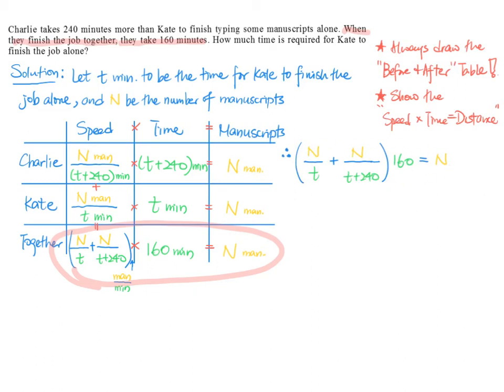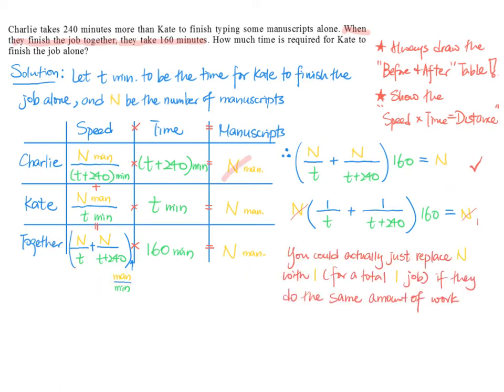Now wait a minute, we have one equation, two unknowns. What do we do? Well, you can factorize out the n here, which eventually cancels out the n. So you're left with only one equation with one unknown. Then you could continue. So this equation is a good one. In fact, you could actually just put all ones in here, and you don't even need to let n be the number of manuscripts, as long as they all are doing the same job. So you just treat it as one single 100% of the job.